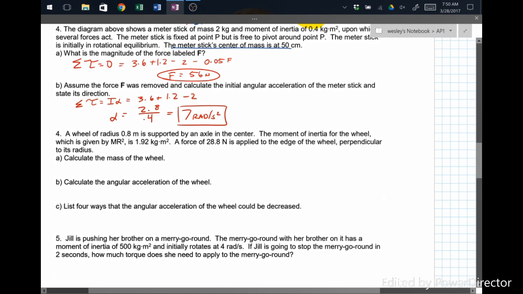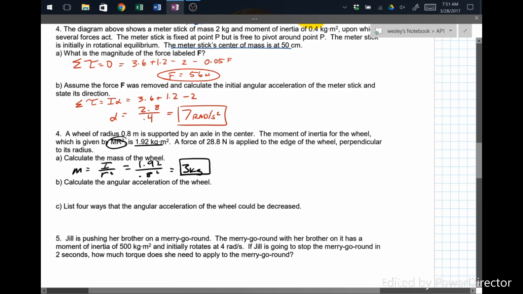All right, so we have a wheel, we have its radius, and we have its rotational inertia. If we want the mass, it's going to be the rotational inertia divided by r squared because it's mr squared. So 1.92 divided by 0.8 squared gives me a mass for this wheel of 3 kilograms.